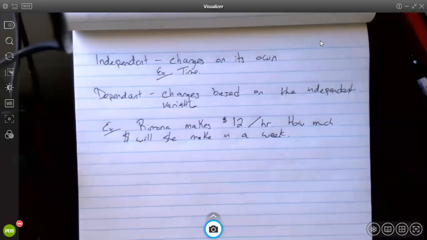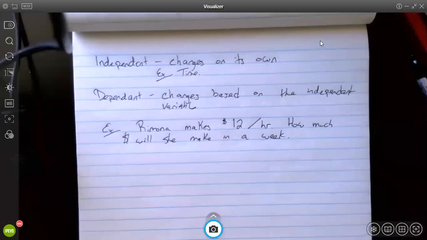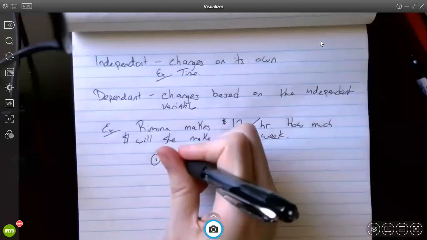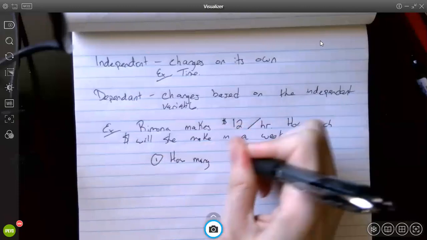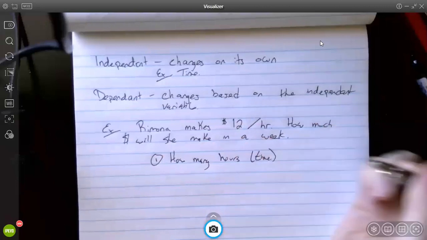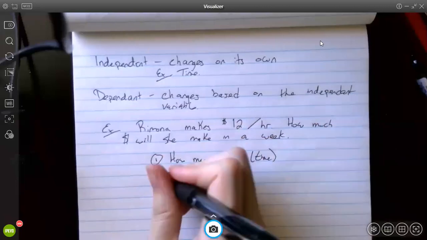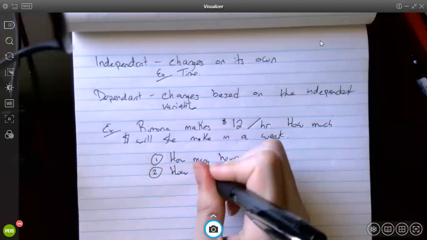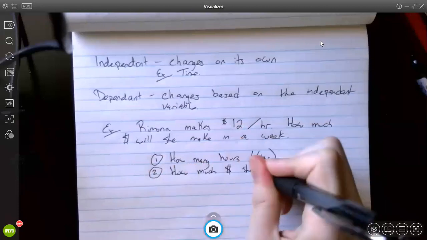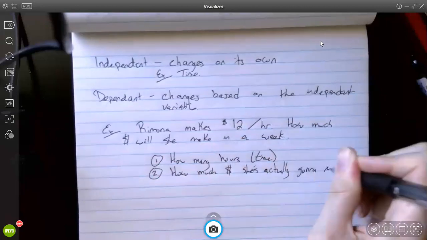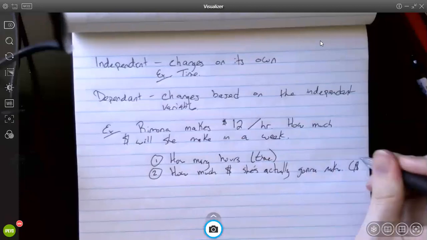So for example, if I say Ramona makes $12 an hour, how much money will she make by the end of the week? Well, there's two things that could affect that. The first variable is how many hours she works, or the time. Okay, that is the first variable. And then the second variable is how much money she's actually going to make. Okay, so that's the money variable.